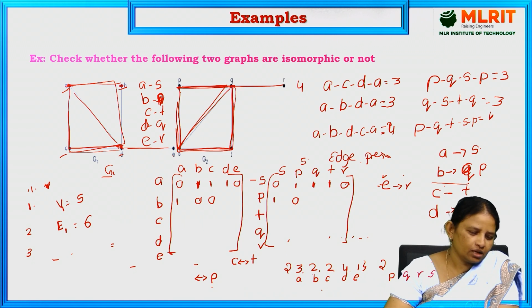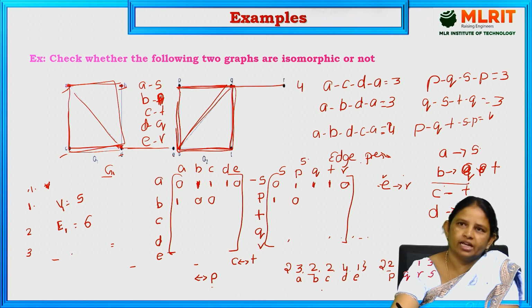So P length is 2, then Q length is 4, then R is 1, S is 3, T is 2. So previously we can take B as P. Now we take B as T.